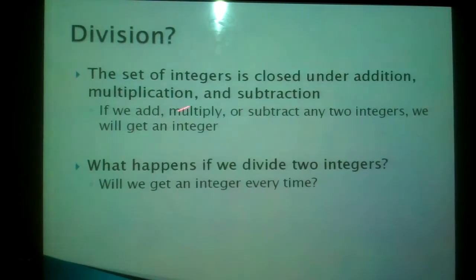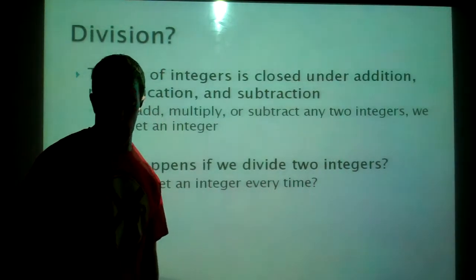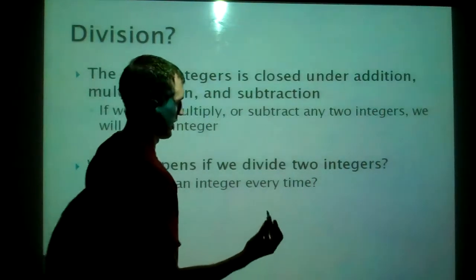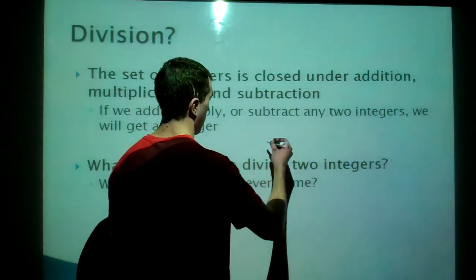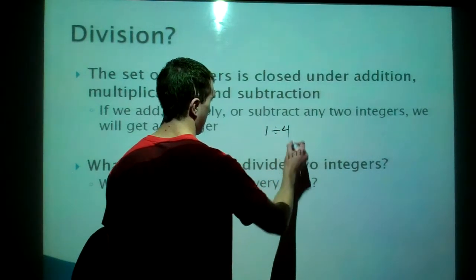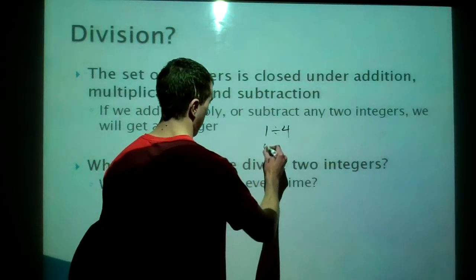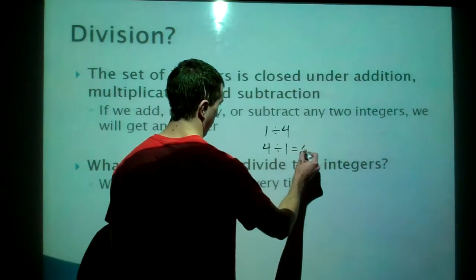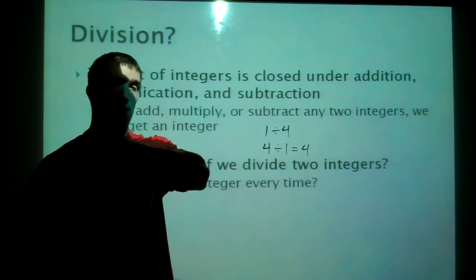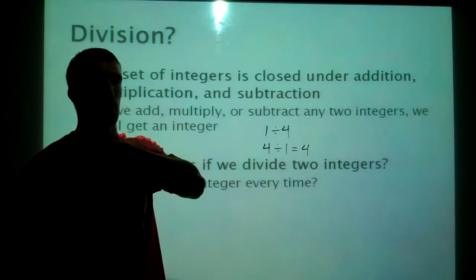The set of integers is closed under addition, multiplication, and subtraction. So if we add, multiply, or subtract any two integers, we will still get an integer. But what happens if we divide two integers? Are we going to get an integer every time? The answer is no, because we could do, let's just take two positive ones and we'll make them easy, 1 divided by 4. That is not 4, by the way. 4 divided by 1 equals 4. 1 divided by 4, if you type that into your calculator, you're going to get 0.25.